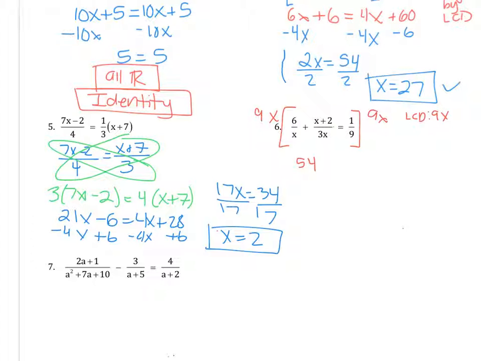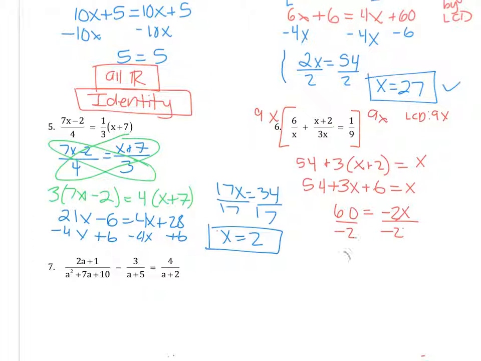For the second term, the x's cancel. 9 divided by 3 is 3. So I'm just going to write it for now plus 3 times x plus 2. And then for the right side of the equal sign, the 9's cancel, and this is going to equal x. Okay, so go ahead and distribute. Variables to one side, numbers to the other. And for this one, I get x is negative 30.